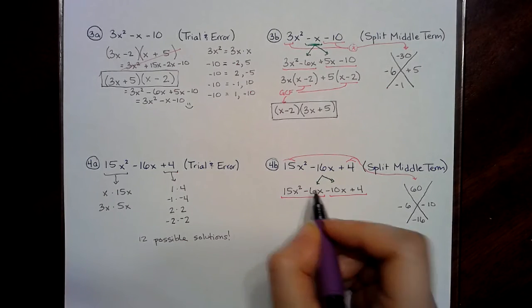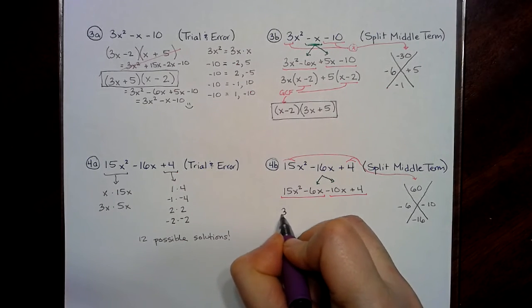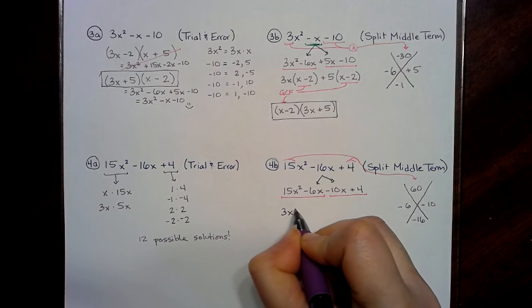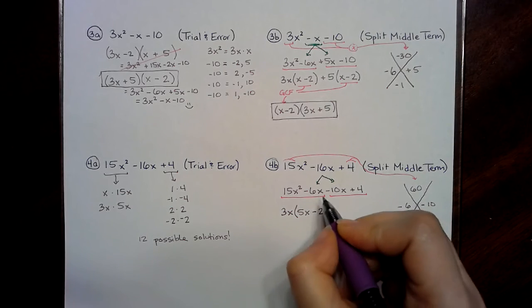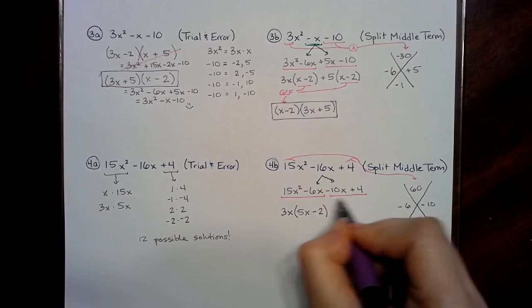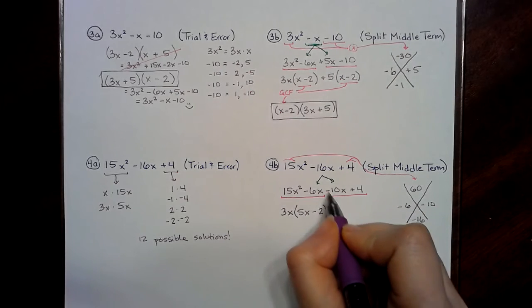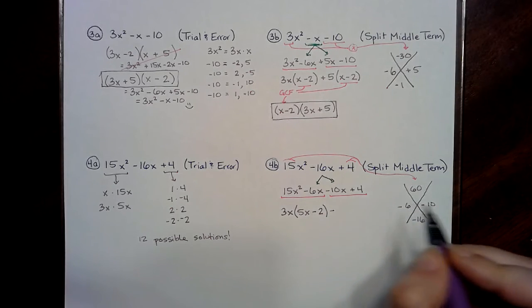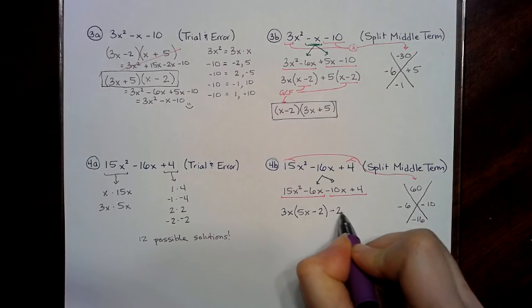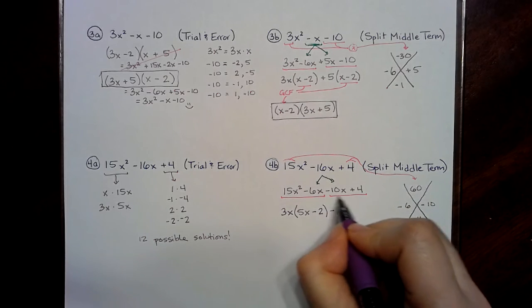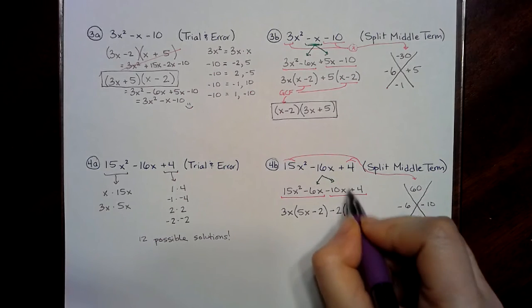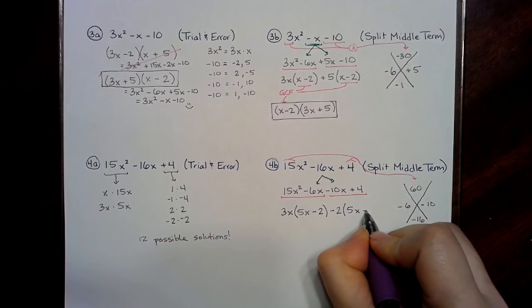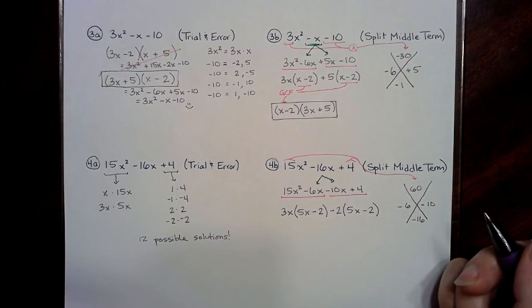Here, 15 and 6, I could pull out a 3. And x squared and x, I can pull out an x. So if I pull 3x out, I'll be left with 5x minus 2. And in the other side, I don't want to start with the negative, so I'm going to factor out that negative. And I can pull 2 out as well. If I take negative 2 out of this, I'll get positive 5x. If I take negative 2 out of 4, it'll give me negative 2.